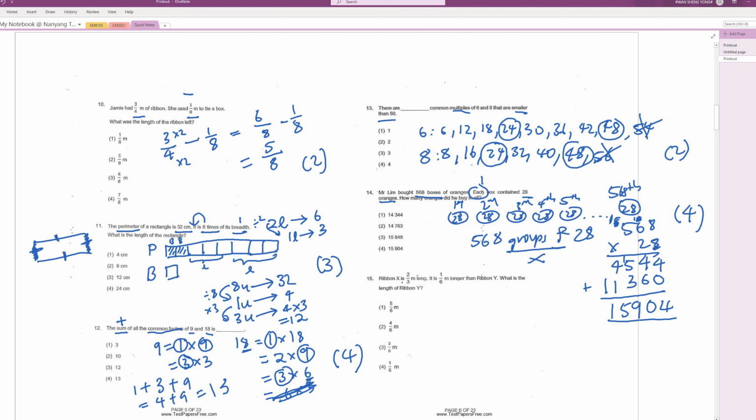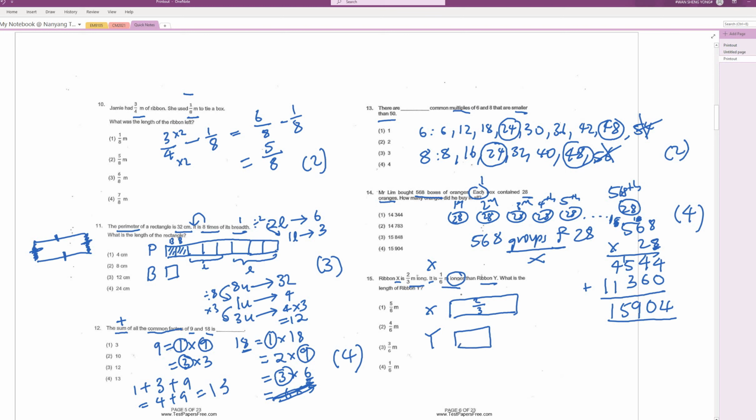Next, question 15. Ribbon X is 2 over 3 meters long. It is 1 over 6 meter longer than Y. Okay, so we have X here. We draw a model representing X, and it is 2 over 3 meters long. Next, the question said it is 1 over 6 meter longer. So this "it" refers to X. So X is 1 over 6 meter longer. So that means Y must be the shorter ribbon.